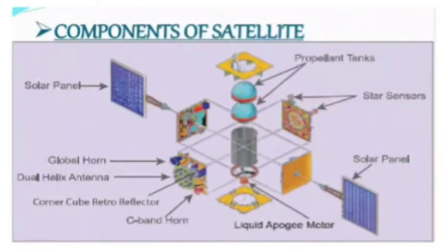These are the components of the satellites: the solar panel, propellant tanks, and the star sensor. Both sides are connected with solar panels, and there are the lift-kit upper motors, the global horn, the corner cube retro reflector and the C-band harness. Many of these are the components of satellite systems.